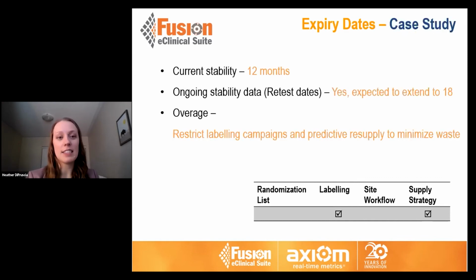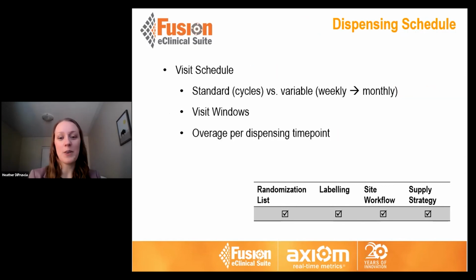So we have a scenario where we have 12 months, and we're expecting to extend to 18 months. And just like we talked about, we want to restrict labeling campaigns and predictive resupply look aheads to make sure that we're minimizing any waste. I'll go quickly on the last one.